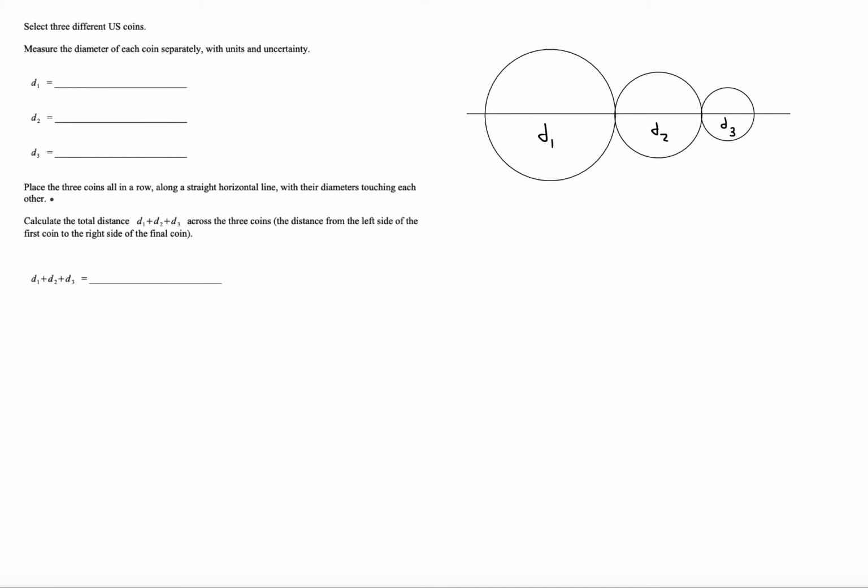And the whole point of this is to place them all in a row in a straight horizontal line with their diameters touching each other. And we want to calculate the distance D1 plus D2 plus D3 across all the 3 coins. All right, so I got a ruler for myself to just measure this diameter of the $50, right?